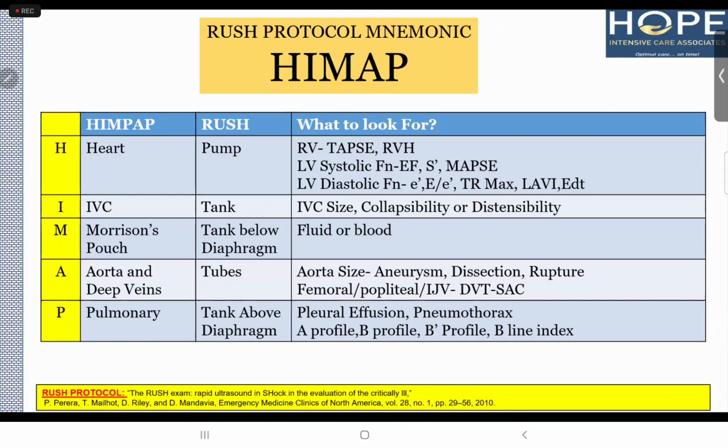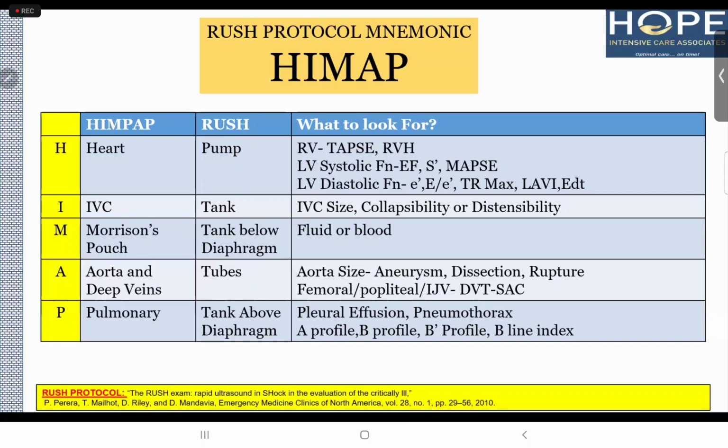And last is P, whether there is a pleural effusion, pneumothorax, A profile, B profile, B dash profile, B line index, etc. So this is a more systematic method where you can just create a HIMAP as a summary of your findings for differential diagnosis of the cause of shock.